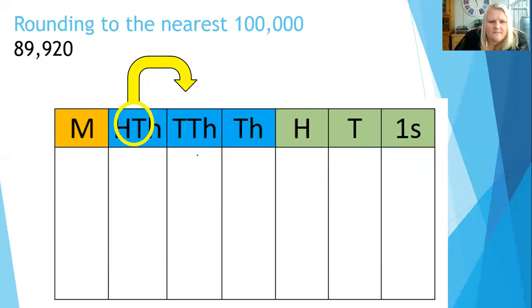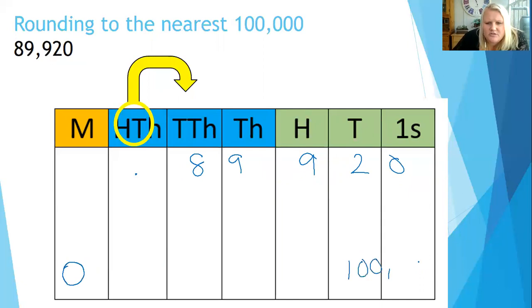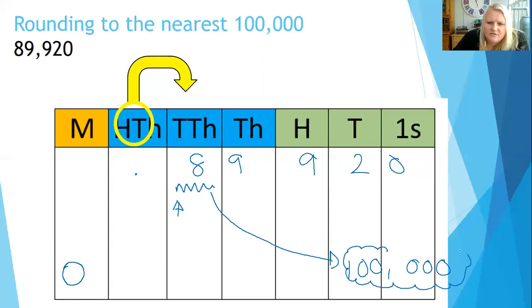Another one, okay? We have got 89,920. Now, does it matter that there's no number here? No, it doesn't, because that just means our first option is 0 or 100,000. Now, this is an 8 in the 10,000s, or an 80,000. Does 8 round up or does 8 round down? 8 rounds up. So we're going to round up to 100,000.